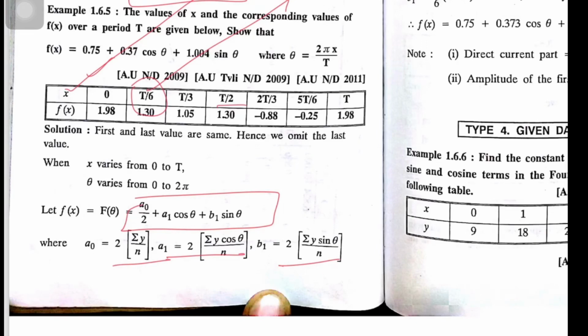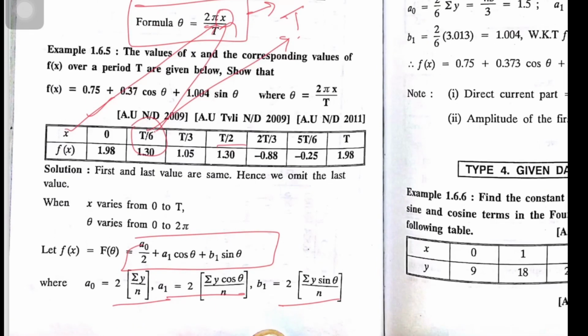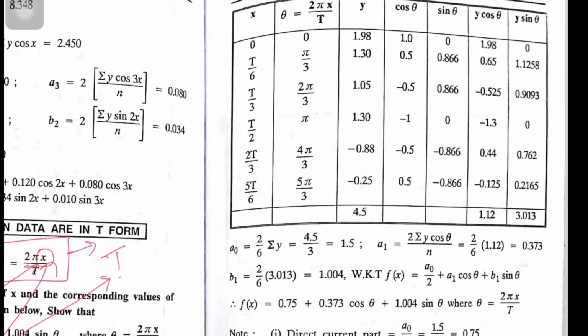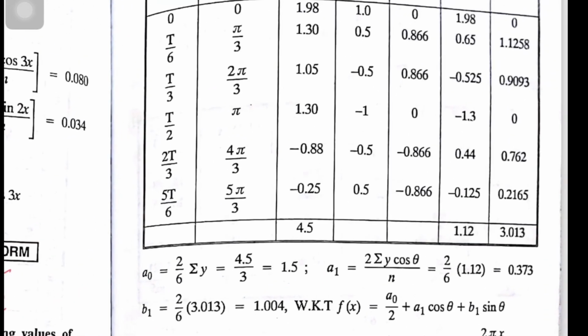x is nothing but the value given in the question. For example, here x is equal to t by 6, so t and t will get cancelled. Based on that, we have to make the table. That is the only difference in this kind of question. So let's take the table itself.